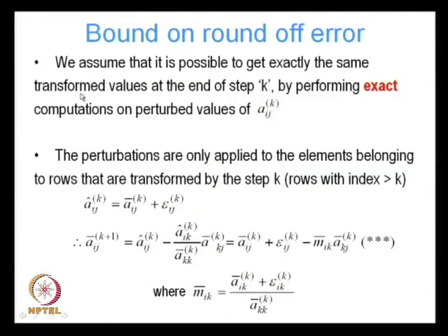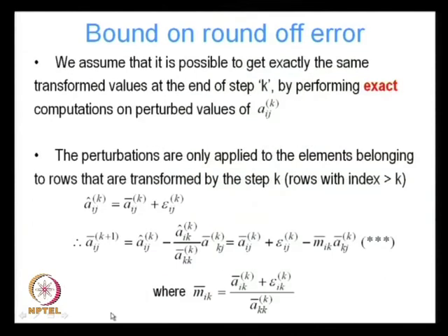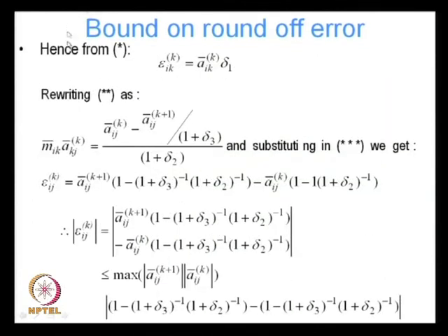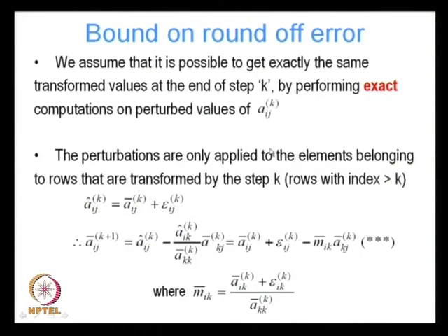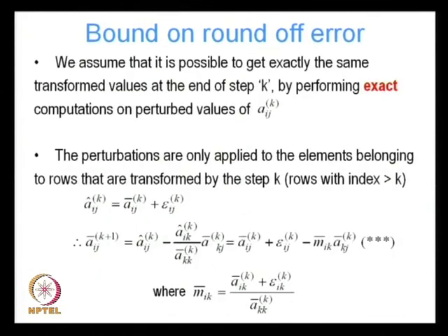Then we can rewrite this expression as this. This is just a question of substitution, right. We are going to substitute those values here and we get this, and finally substituting all this in this expression, we get finally this expression, which gives me an expression for the perturbation epsilon I j k. So, that is the basic purpose of this exercise.